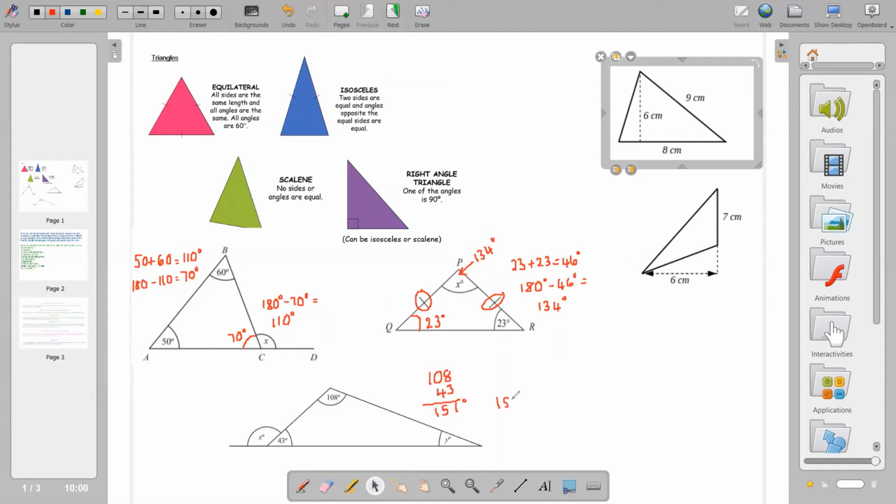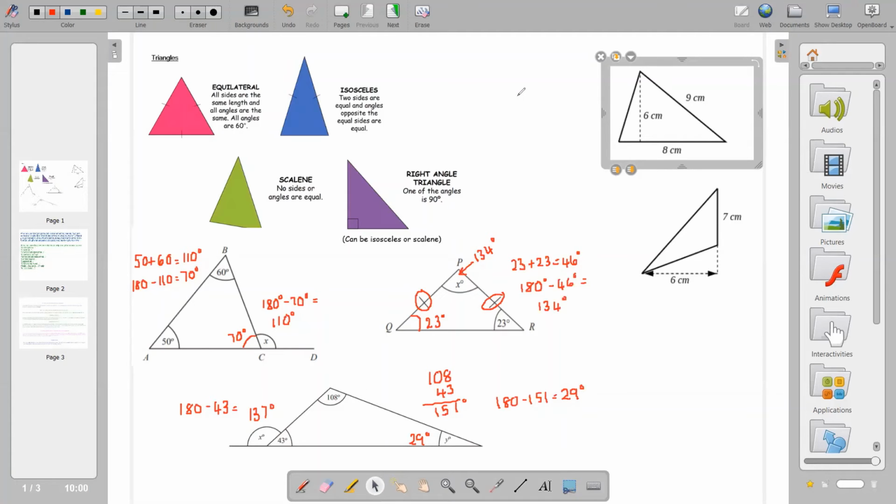So 180 take away 151 will leave me with 29 degrees. So I know that Y is 29 degrees. Now to find x, well, x is on a straight line with 43 degrees. So to find x, I would do 180 minus 43, which would give me 137 degrees. So I've found both of my angles here.